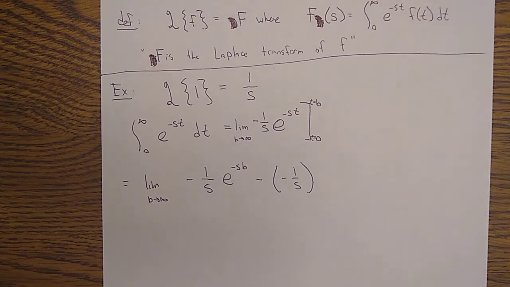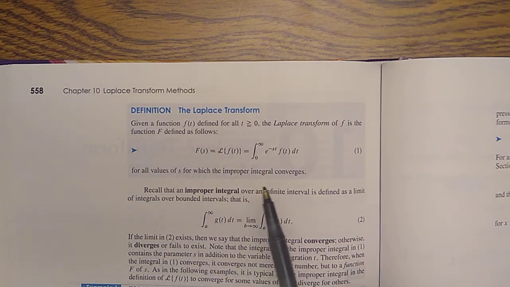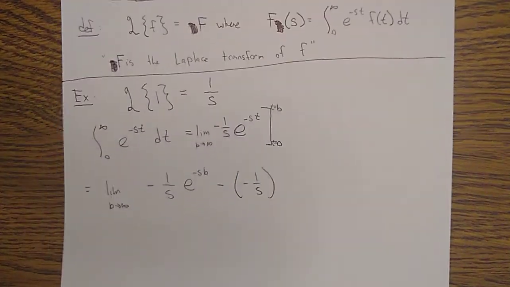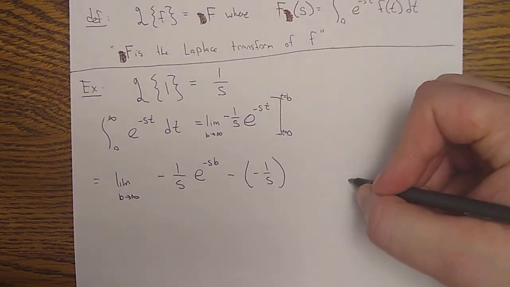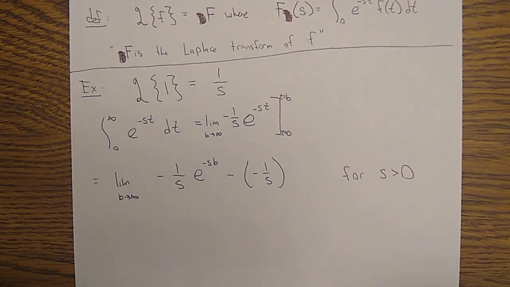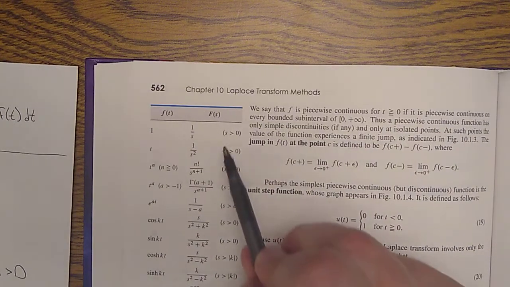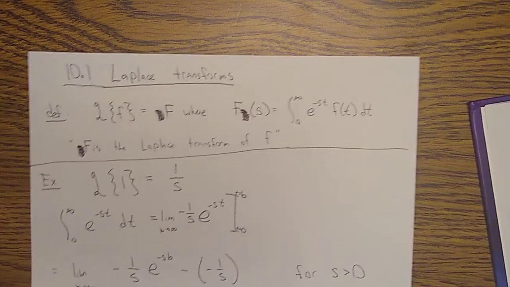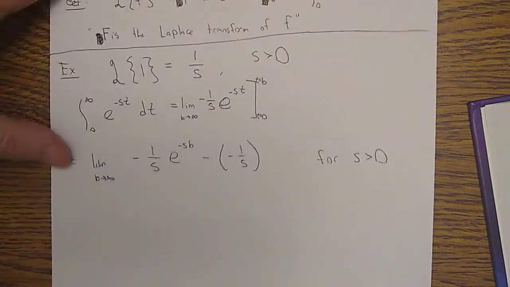Yeah, or actually, yeah, okay. So the book just says, for all values s for which the improper integral converges. This is going to converge as long as s is positive, and that's, I guess, if I'm careful. If I'm careful, that is actually what the table says. It's that this is true for s positive. So maybe I should emphasize we're doing s positive.